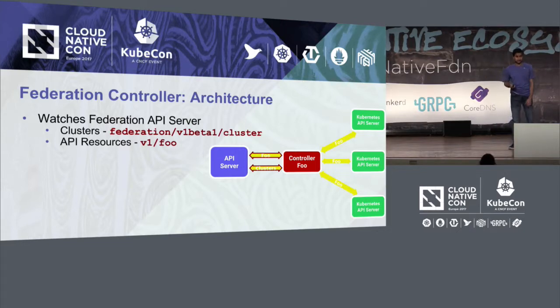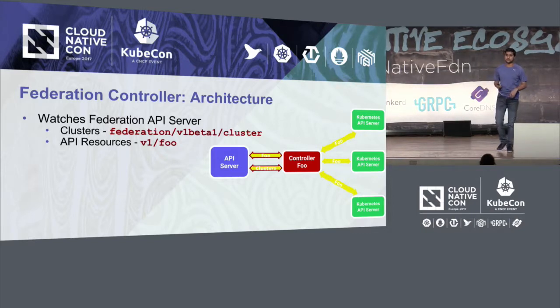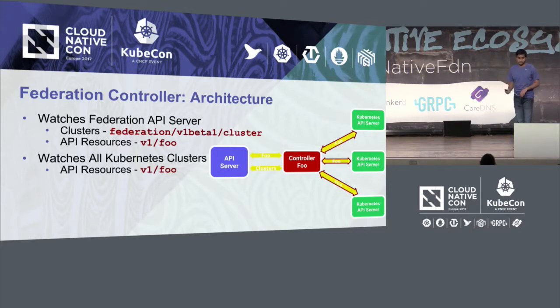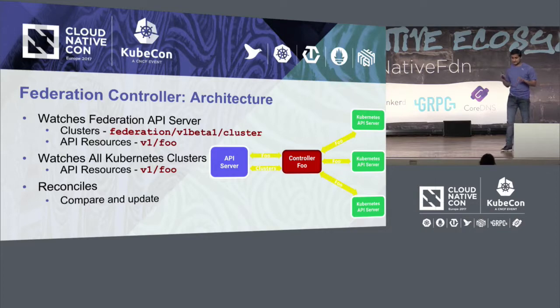And we want to watch these API objects. These are the specific resource version and kind name. Federation/v1beta1/cluster is actually a real API resource type in Federation, and you can watch for this. And foo is another type that we added just for this demo. Then you watch for the same foo resource type, which is also exposed for this demo in all the underlying Kubernetes clusters. Once you do that, you basically set up your control loops, which reconcile.